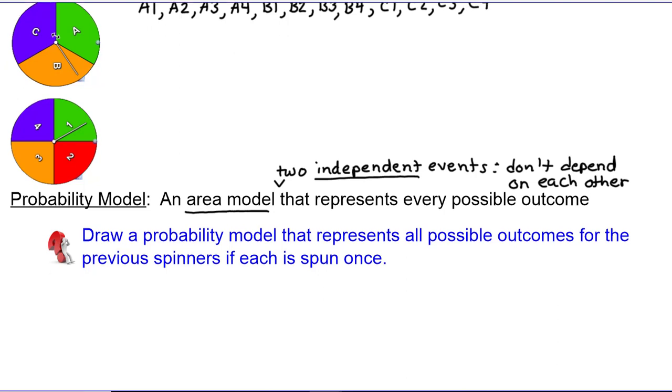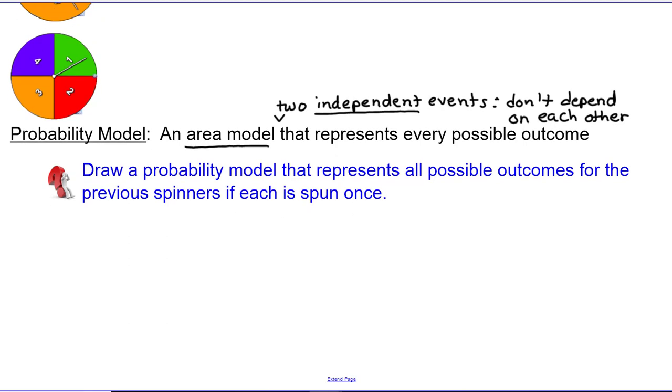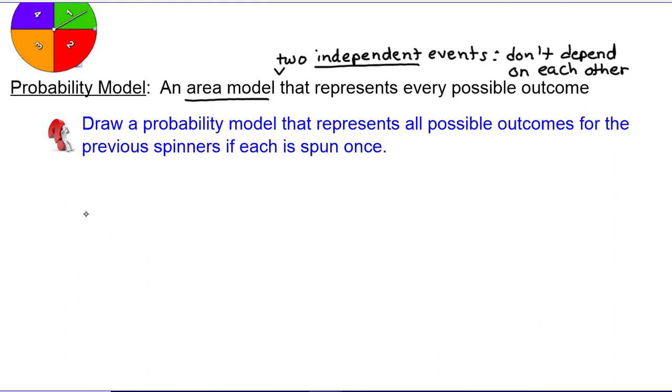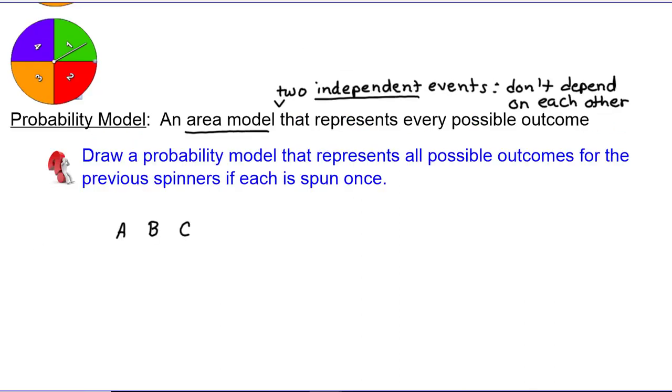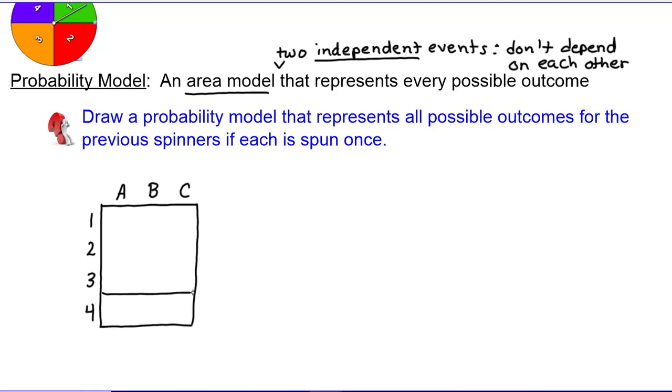Let's draw a probability model that represents all the possible outcomes for the previous spinners if each is spun once. An area model is simply a rectangle with all the pieces. My first spinner, I could spin an A, a B, and a C. My second spinner, I could spin a 1, a 2, a 3, and a 4. All I'm doing is organizing my information into a nice organized list in a box.